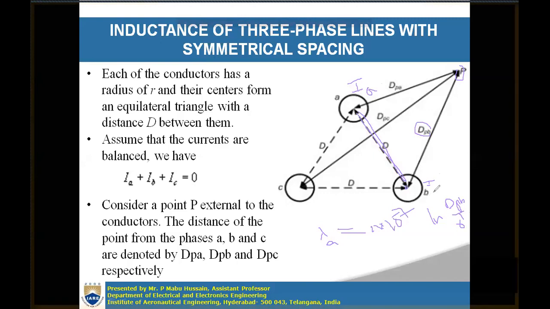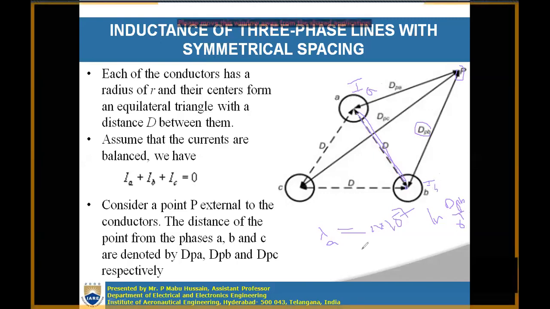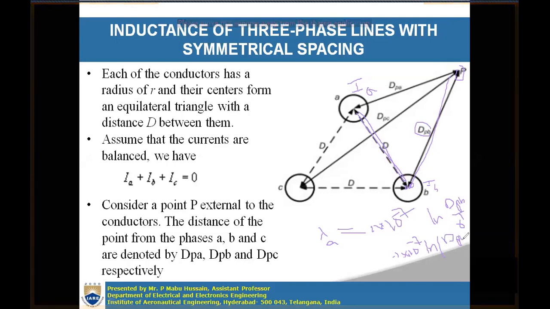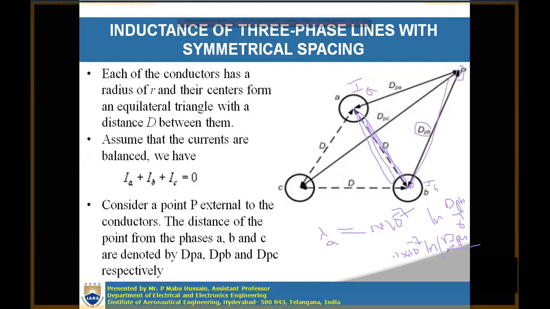So when you consider the current IB, the flux linkages with respect to conductor A will be written as lambda A PB, which is equal to 2 into 10 power minus 7 ln the distance from point P to conductor B, which is DPB, by the distance between A and B, which is capital D.